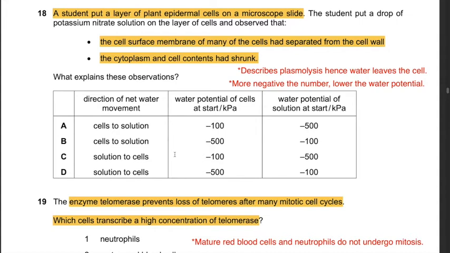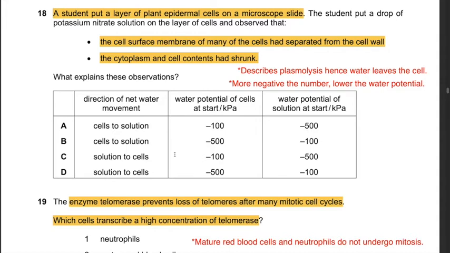What explains these observations? The observations that the student has made describe plasmolysis, as water leaves the cell and the cells have shrunk, as well as the cell surface membrane has separated from the cell wall. So that describes the process of plasmolysis. Therefore, the direction of net water movement should be out of the cells, that is from cells to solution. Hence, considering between options A and B, we should look at the water potential of cells at start and water potential of solution at start.